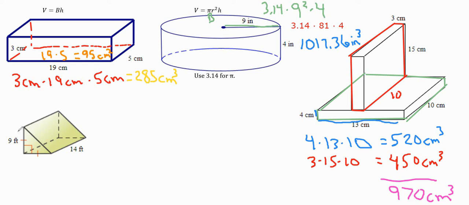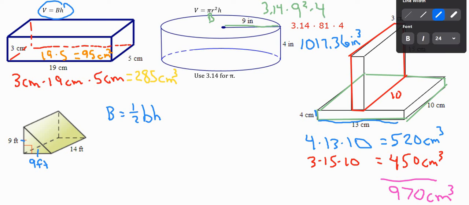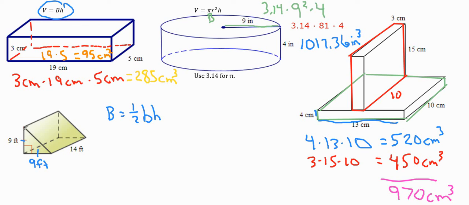The last one is the volume of this triangular prism. This dash right here and this dash mean they're both the same length. So this is also going to be 9 feet. So we need to find the area of the base, and in this case the area of the base is the shape of a triangle. So that's going to be 1/2 base times height. So this B, big B that I have in there is just for the triangle's area. And the B is going to be 9 and the height is 9.